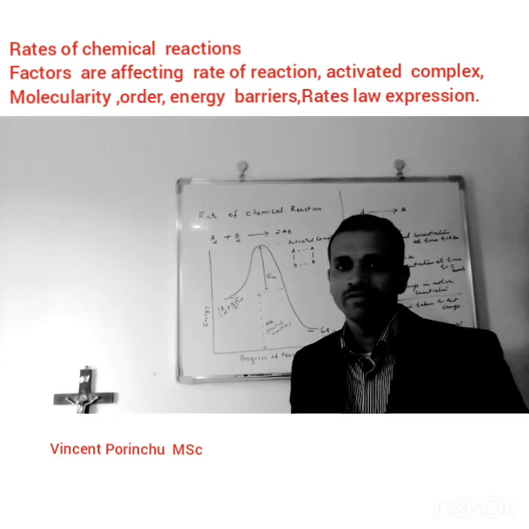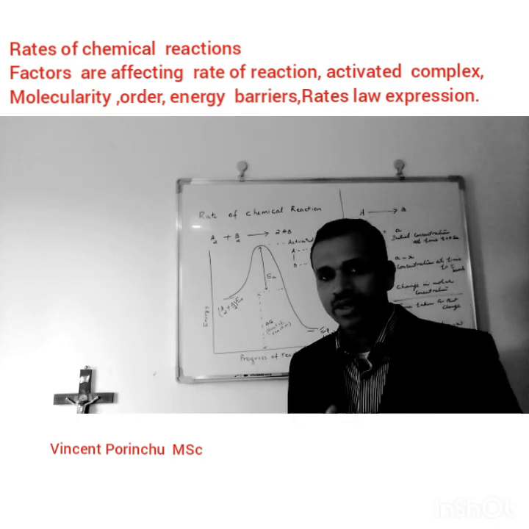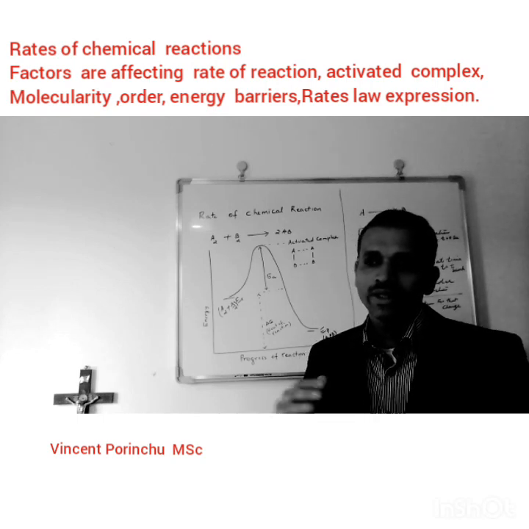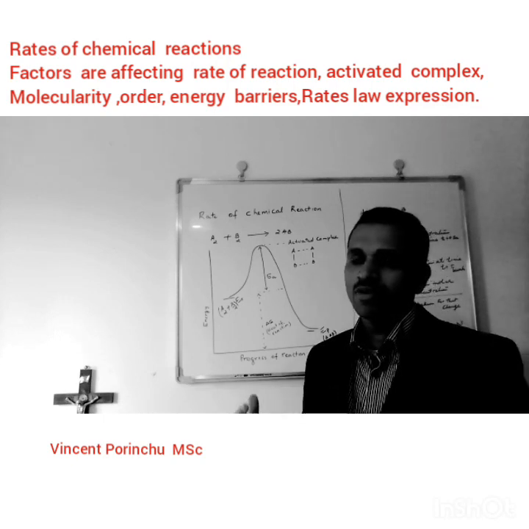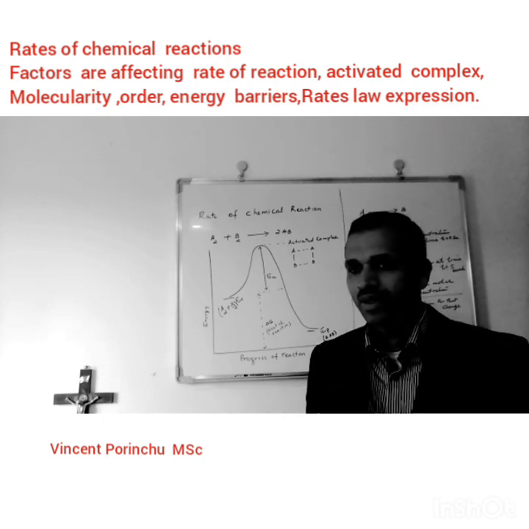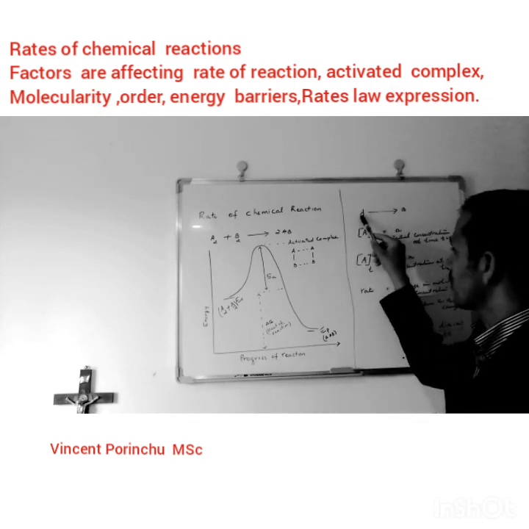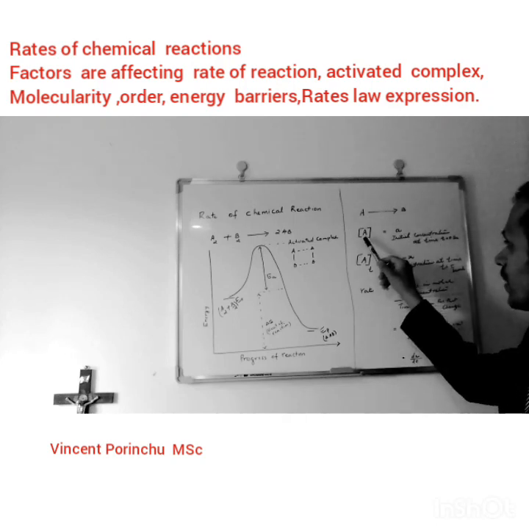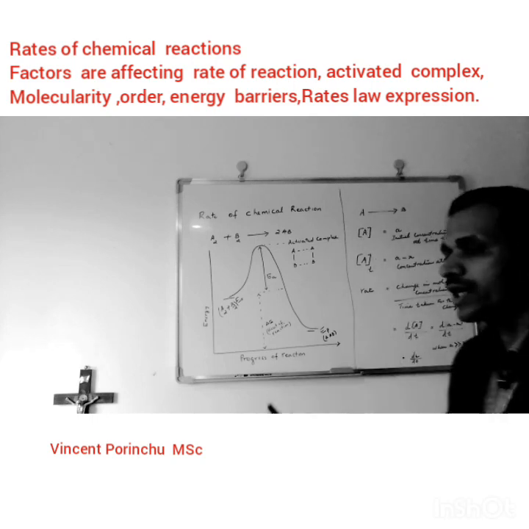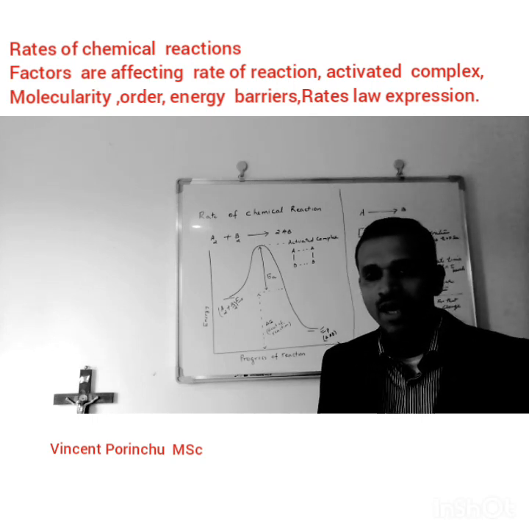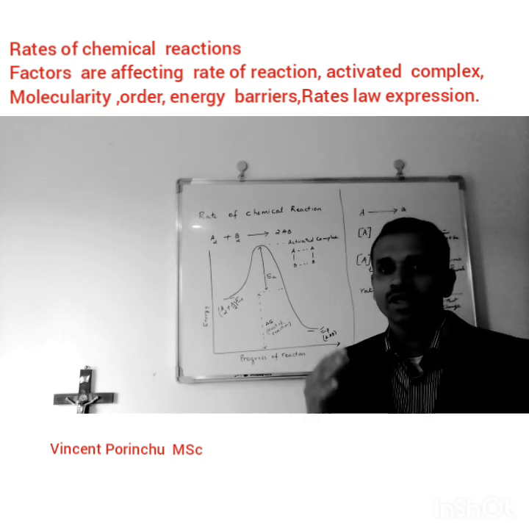From the previous discussion, we came to know the rate of a chemical reaction is directly proportional to the concentration of reactants we are using. So in that concept, we try to explain the mathematical form of the rate of a chemical reaction. For example, take A gives B, where A is the reactant and B is the product. Here the concentration, the square bracket of A, the molar concentration of A at time t equal to 0, that means at the beginning of the reaction.